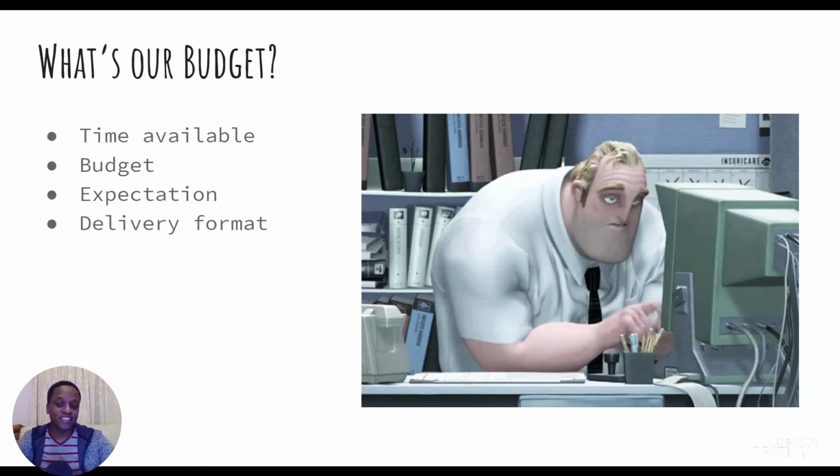Then next is the budget, how much money they've set aside for what you're doing. Expectation is what they want, what they've seen, what they're seeing in their heads of what the final product is going to be. There's bound to be some idea they had. I'll get to that a bit later. But they must have had some idea when they approached you. So you need to make sure you're very clear on what that is. And finally, delivery format.